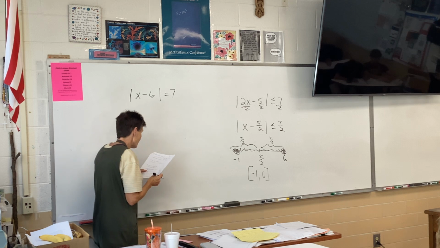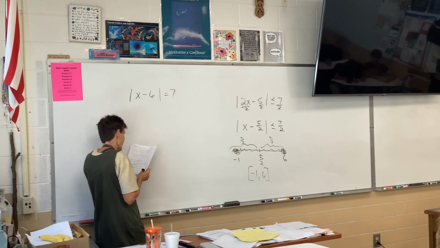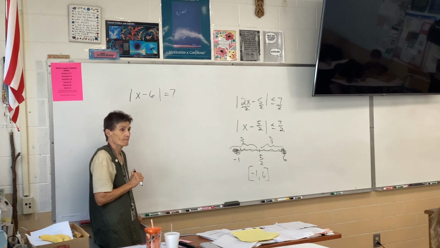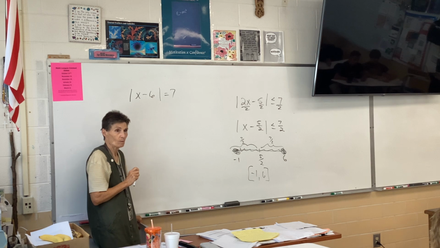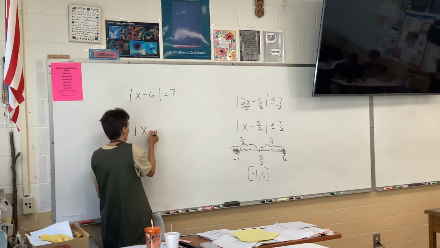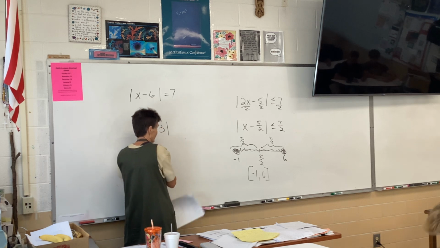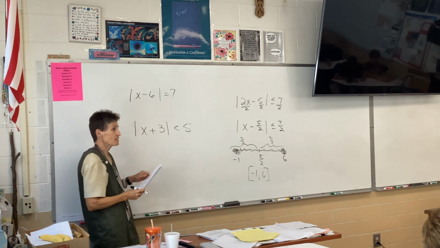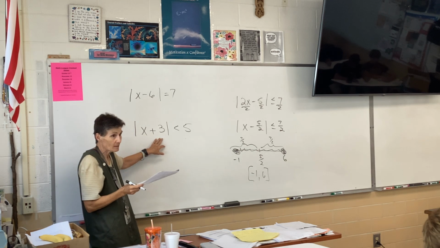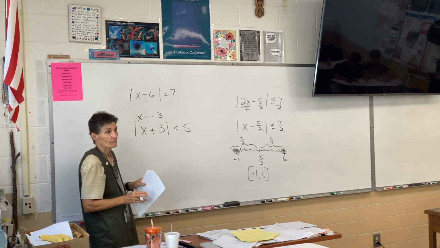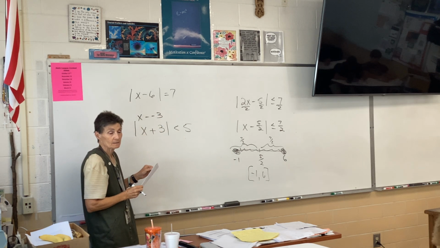The distance between negative 3 and x is less than 5. What do you think about that one? X plus 3 is less than 5. Did everybody understand why that's a plus? Technically, it's x minus negative 3, but we'll go ahead and make it a positive.